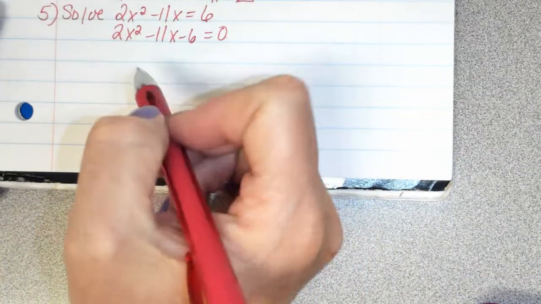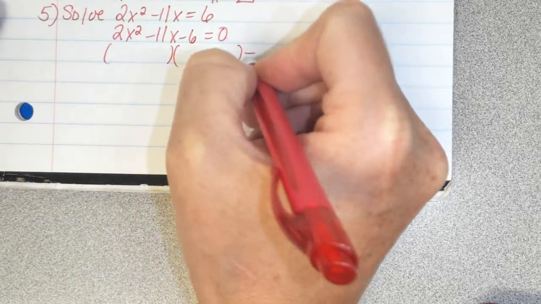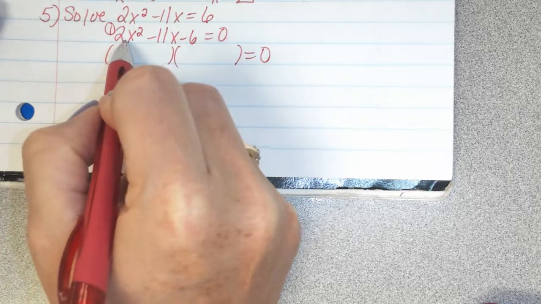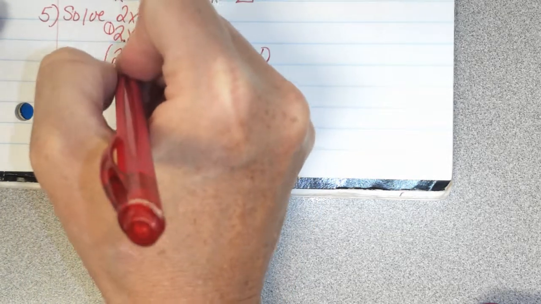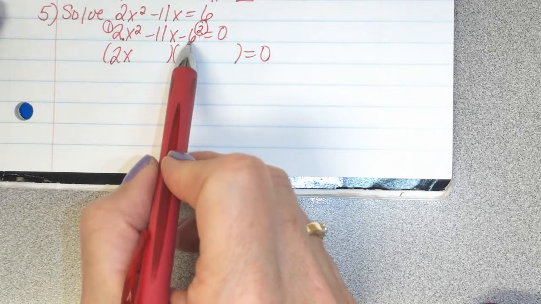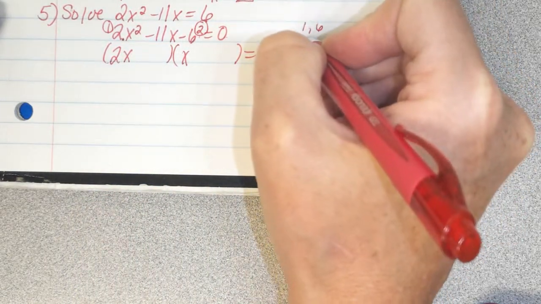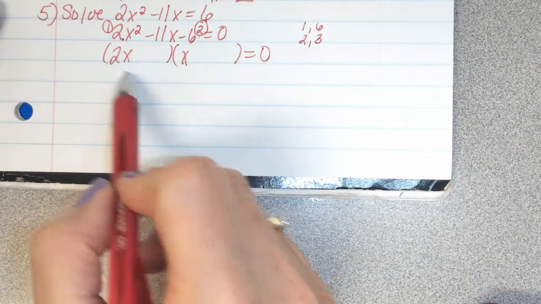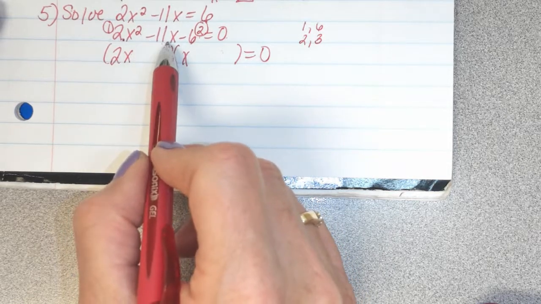Now, we also need to know how to do it algebraically. We have our double parentheses set up. I'm going to look here first. What values multiply to be 2x squared? 2x and x. Next, I'm going to look here. What are numbers that multiply to be 6? 1 and 6, and what else? 2 and 3. Now, I need for my outers and inners to combine to give me a negative 11.